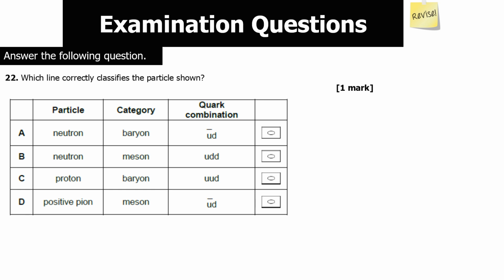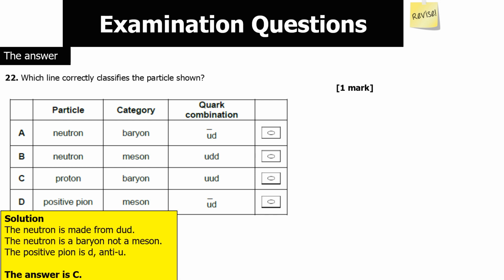The next question says, which line correctly classifies the particles shown? So pause the video now, then unpause the video when you want to go through your answer. Right, so how do you answer this question? Well, firstly, a neutron, you've got to be aware of this, is made up of down quark, up quark and down quark, so it can't be A.